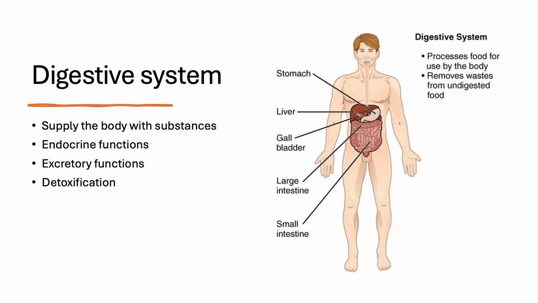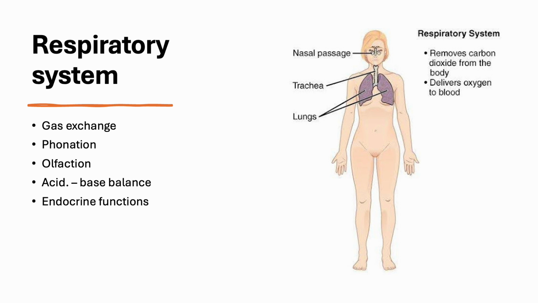The digestive system helps in digesting body substances and also removes waste products from undigested food. It has detoxification and excretory functions, and is made up of the stomach, the liver, the gallbladder and other things. The respiratory system, on the other hand, handles the exchange of gas, phonation (sound), olfaction (smell), and also acid-base balance.